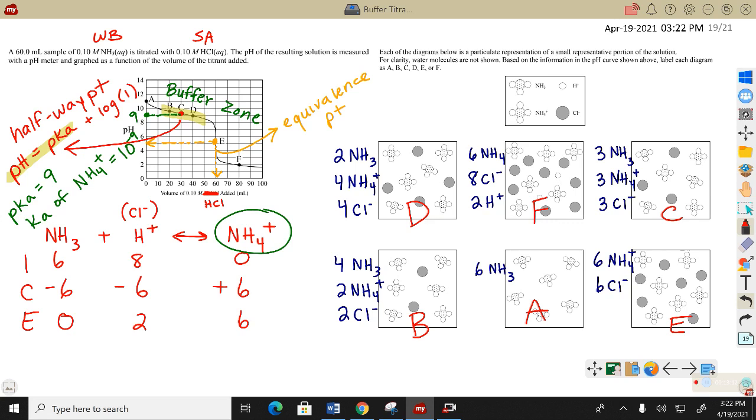I do not have a buffer. That is not a buffer. Because I've lost all of my weak base. Instead, all I have is 2 particles that are acidic. I've got really strong acid coming from the excess hydrogen, and then I've got the weakly acidic NH4 ammonium ion. So there's no doubt in my mind that this final solution would be acidic when I go beyond the equivalence point at point F.